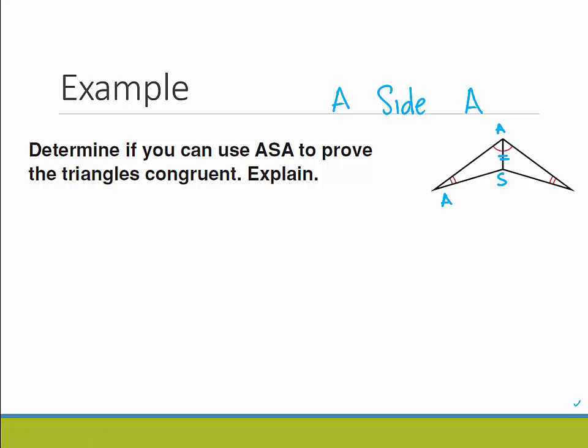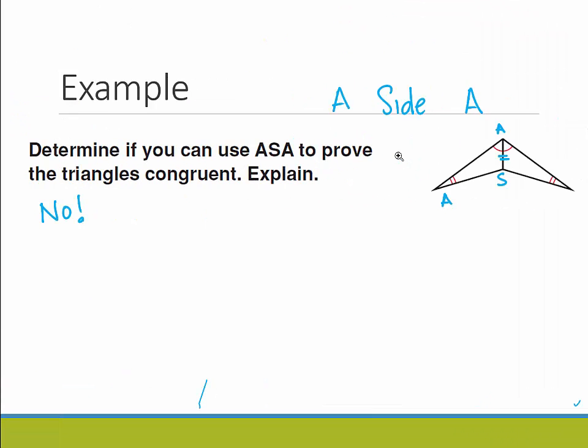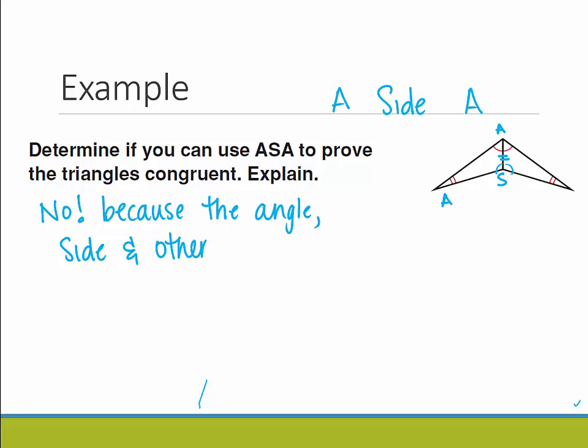But they are not right in a row. In order to use angle, side, angle, they have to be all in a row. So we would need this angle, this side, and then this angle. Or we'd need the angle that they give us, the side that they give us, and then this angle down here would have to be congruent. So no, we cannot prove that these triangles are congruent because the angle, side, and other angle are not in a row.